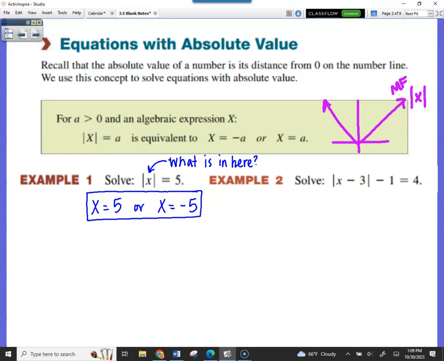Alright, that one was way too easy. So now let's go to one where you have to actually do some work. We have the absolute value of x minus 3 minus 1 equals 4.